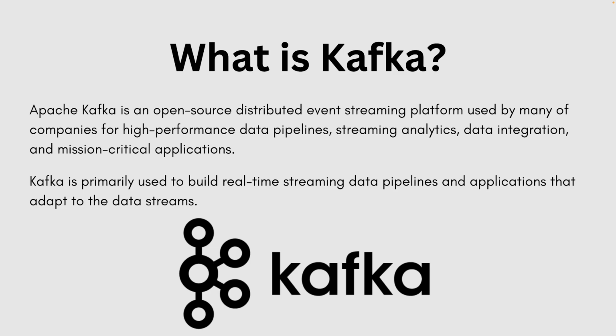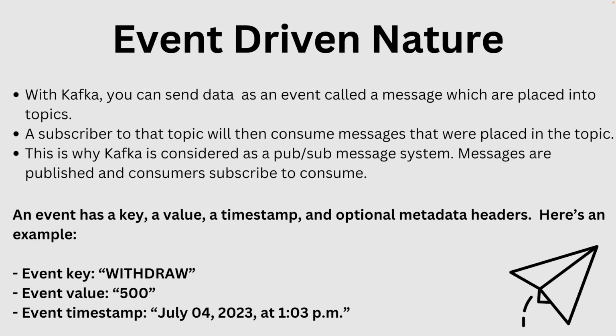So a lot of this is going to make much more sense as I go through it and break it down, but as a high-level overview, Kafka is just very great for building real-time data pipelines, and it has the ability to adapt to data that comes through that pipeline very quickly and handle it with ease. So the event-driven nature of Kafka, we talked about it, right?